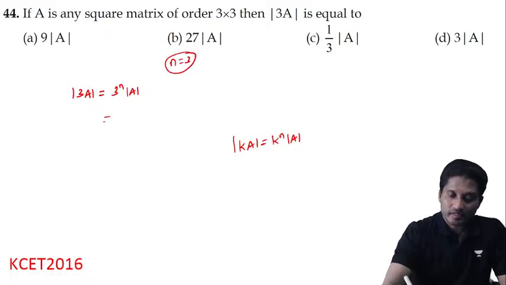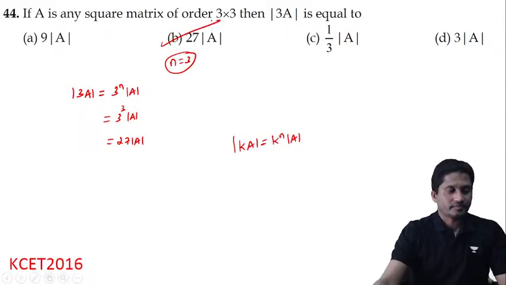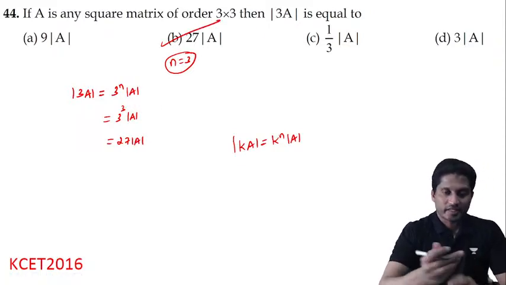If I substitute here, you get 3 cube into determinant A. So determinant of 3A is equal to 27 into determinant A. Answer is option B. Right? Let's move to the next question.